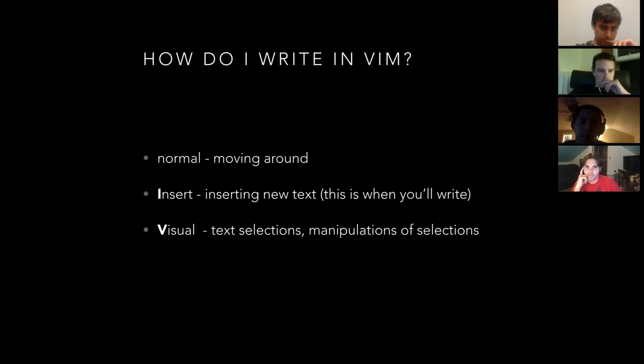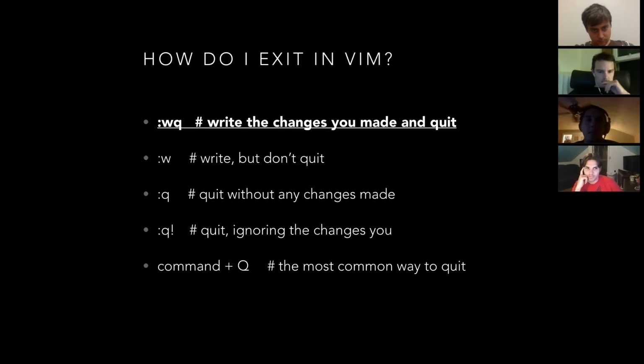There's actually more, but these are the ones you're going to focus on. Normal, which is just moving around. Insert, which is inserting new text, and that's how you write. Visual, which is text selections, manipulations of sections, so it's like highlighting a bunch of text. And the one that gets everybody is, how do I quit Vim?